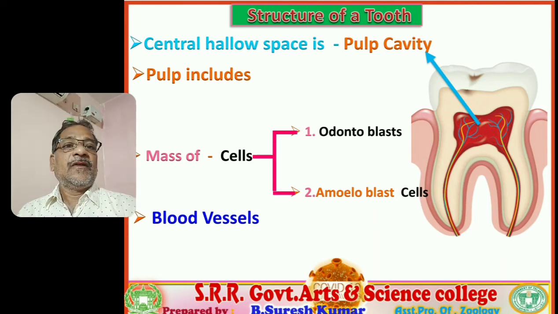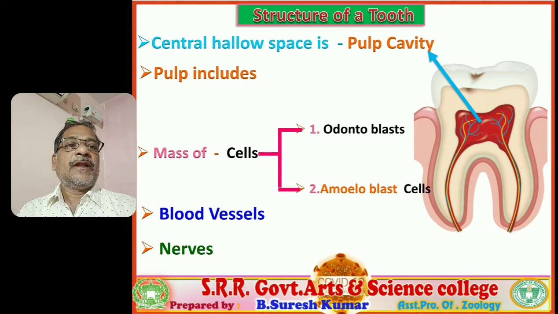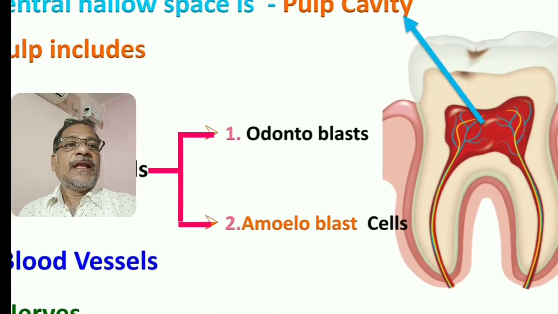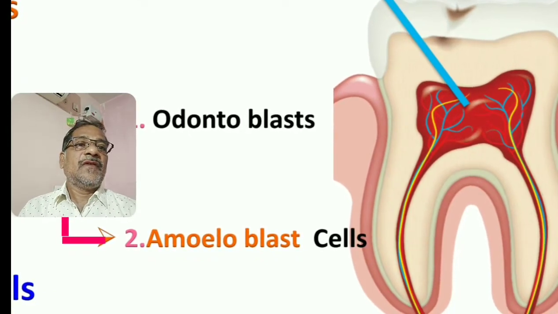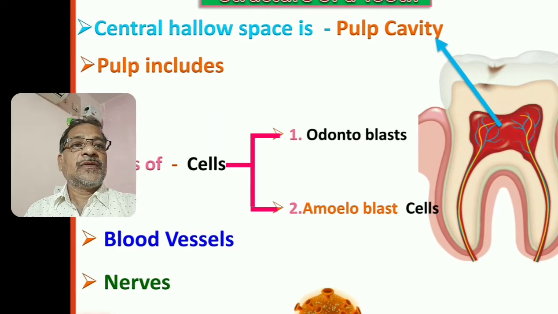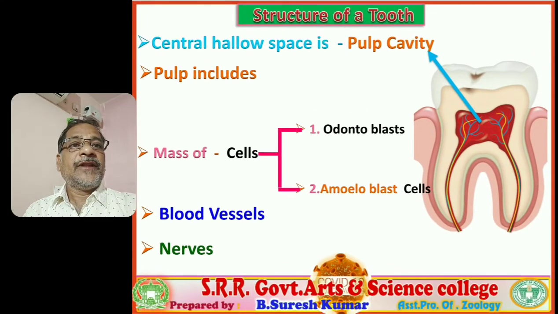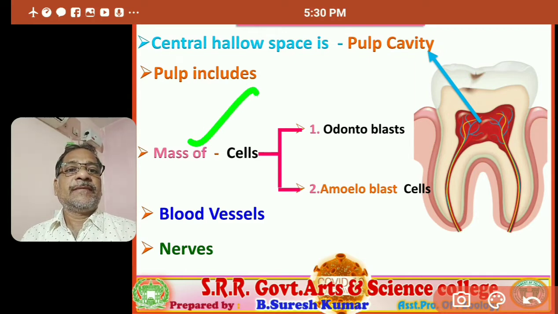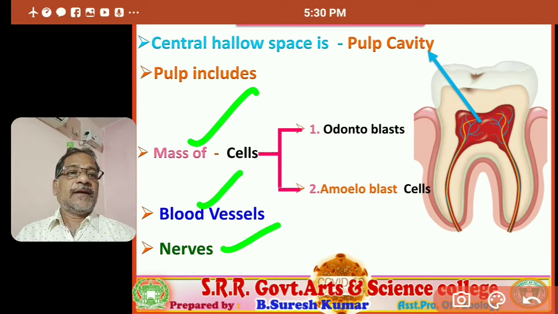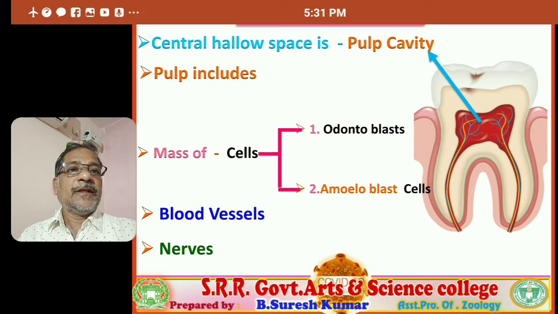Besides that, we also found nerves. Nerves also present. You observe this visual, yellow color. With yellow color fibers are there. That yellow color fibers represents nerves. So the pulp cavity includes mass of cells, blood vessels, and nerves. All these three observed in the visual. Let us move to next slide.